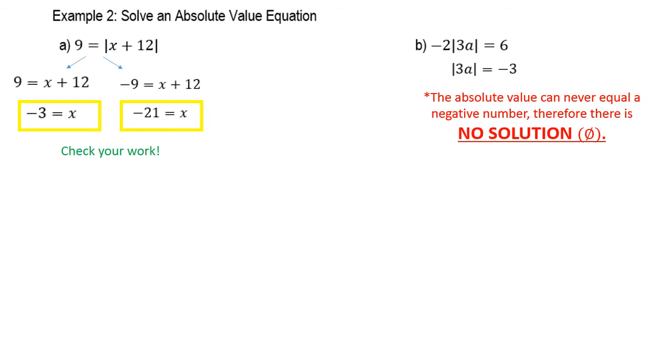You could either write no solution, or you could do that little 0 with the slash through it. That is our notation for no solution. It's an empty set notation. Giving you a second here so that you can get that information copied down.